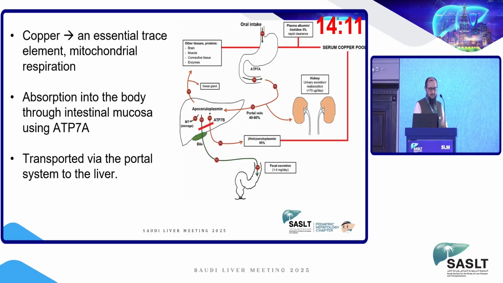Quickly, I will describe the basic pathophysiology, which all of us know about, but just a quick revision. We know that copper is an essential trace element for mitochondrial respiration. Absorption into the body starts from the gut using the ATP7A protein, and it is then transported into the portal circulation, and eventually into the liver. Some of this copper is lost into the urine by the kidneys, some by the sweat.